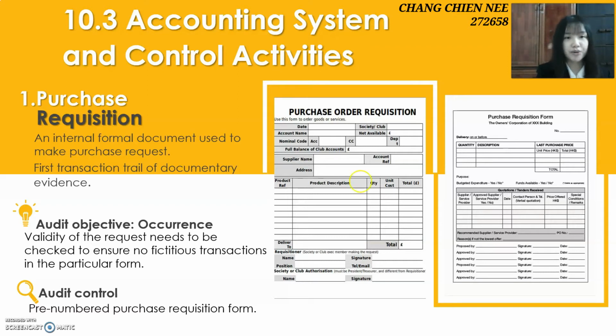To ensure the occurrence of the purchase transactions, the validity of the request needs to be checked so that there is no fictitious transaction created. To meet this audit objective, a pre-numbered purchase requisition form is needed to make sure the goods requested are appropriately ordered and received.